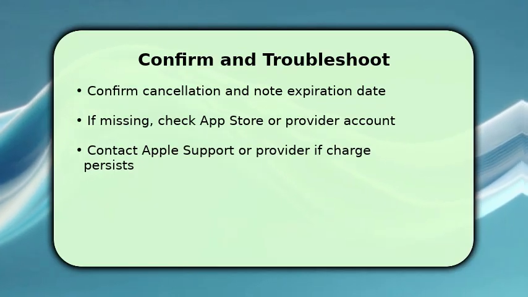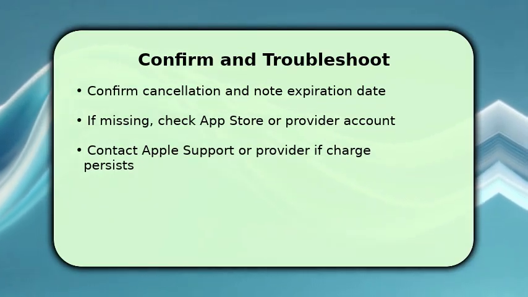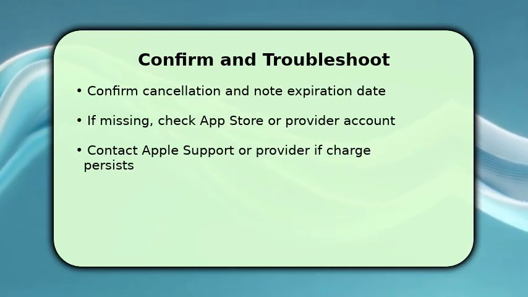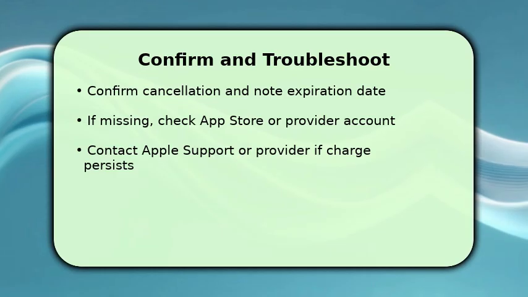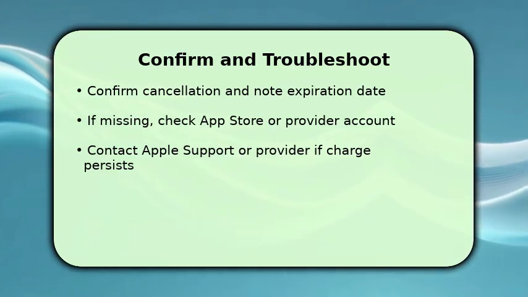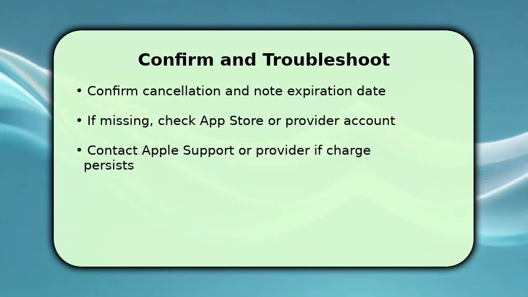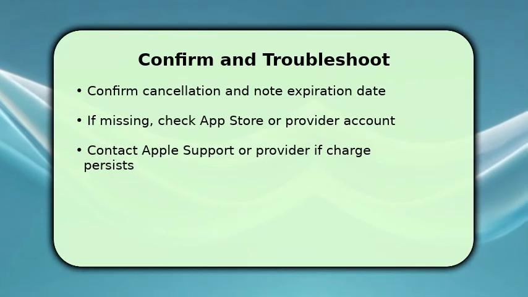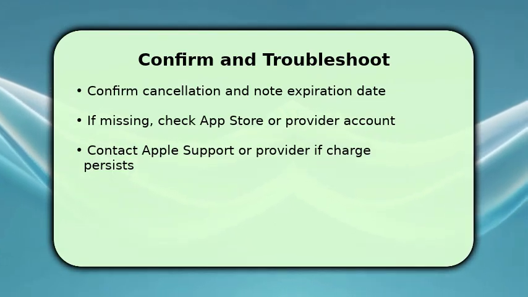If you don't see the subscription in Settings, open the App Store, tap your profile, then Subscriptions, because sometimes entries appear there instead. If the service was billed through the provider and not Apple, sign into that provider's account to cancel. If charges continue or you can't cancel, contact Apple support or the service provider promptly and have transaction dates and receipts.